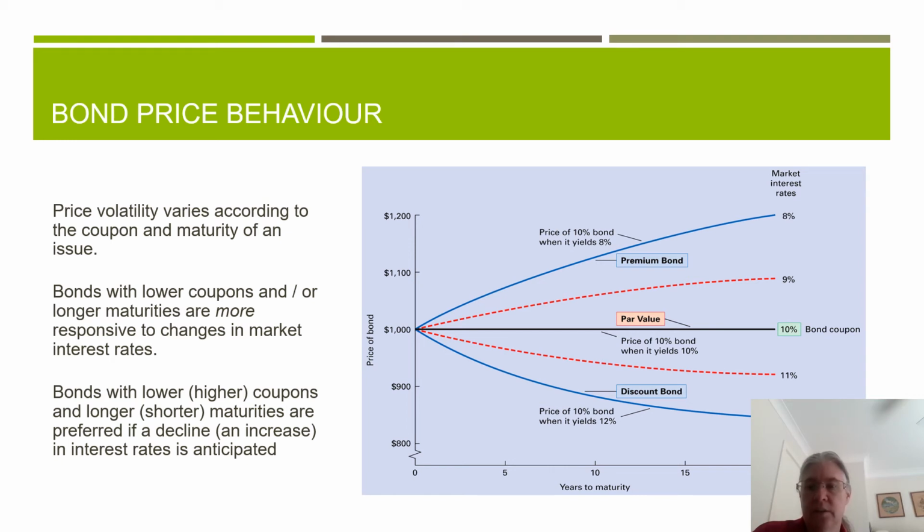Let's look in the other direction. Here we've got 12% interest rates, and this bond's only giving us 10%. Now, if it's back here at the beginning, not very much time left to maturity, it's just the same price of $1,000. But if we've got 5 years left to maturity, our interest rates are 12% in the market, but it's only giving us 10%. It's a discount bond. It's worth less.